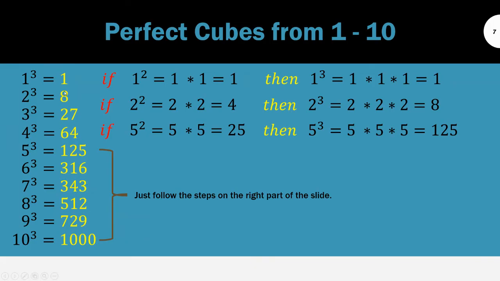These are your yellow numbers, and those are your perfect cubes. That's 1, 8, 27, 64, 125, 216, 343, 512, 729, and 1000. Those are the perfect cubes from 1 to 10.